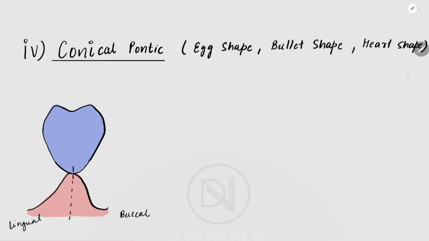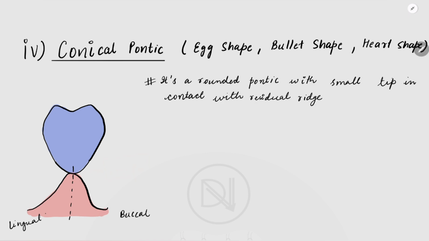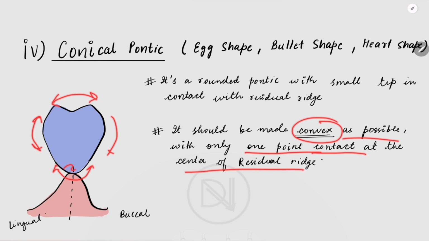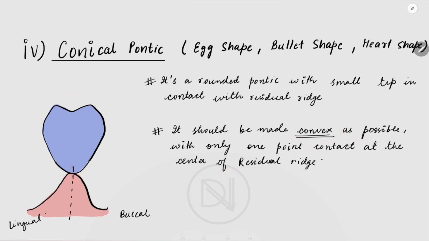So here is a diagram. You can see this is a knife edge ridge. Knife edge is present over here, and only the tip of the Pontic is in contact with the ridge. So this kind of Pontic is known as your conical Pontic. So it's a round Pontic with a small tip in contact with the residual ridge. The second point is that it should be made as convex as possible. So all the surfaces of this Pontic, you can see it is convex. Only one point is in contact with the center of the residual ridge.